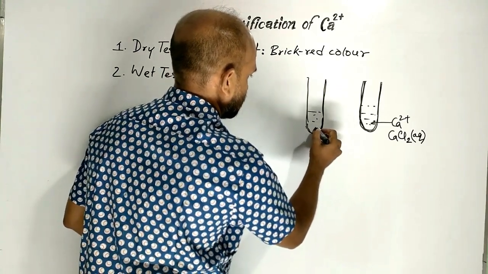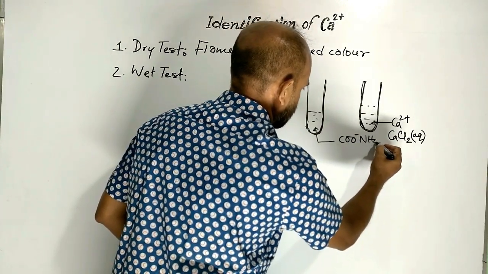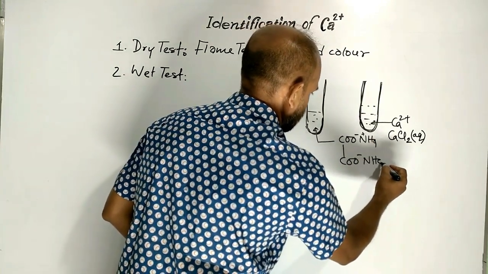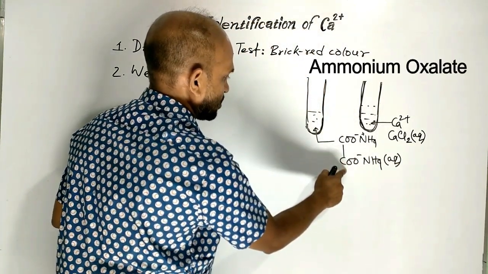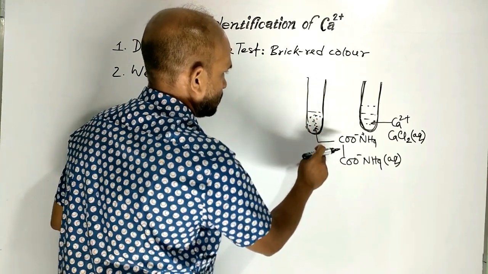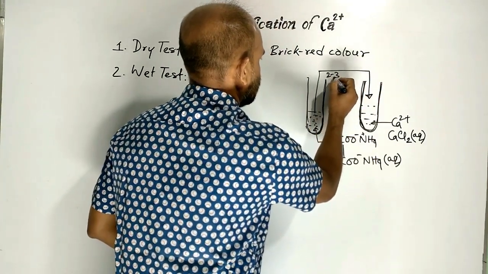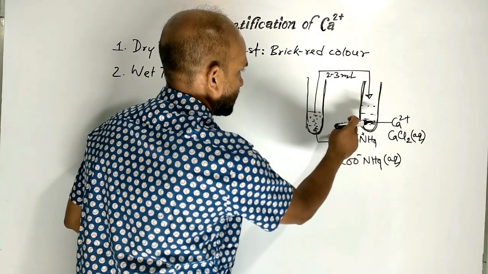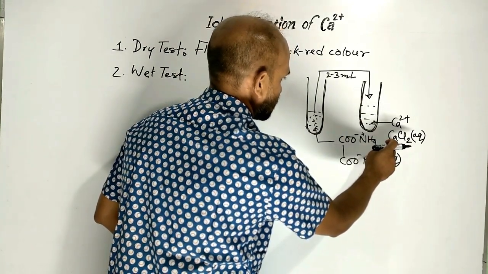Solution of calcium oxalate. This is solution of calcium oxalate. Calcium oxalate is soluble in water. Now, 2-3 milliliter of calcium oxalate solution is added to the solution of calcium ion. That is, solution of calcium salt, suppose calcium chloride.